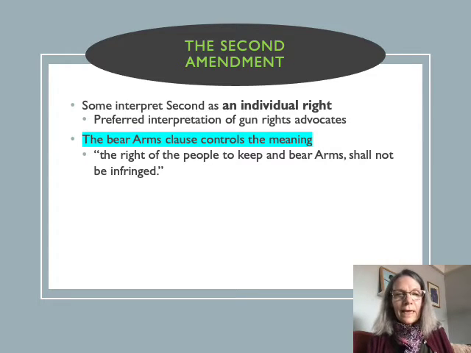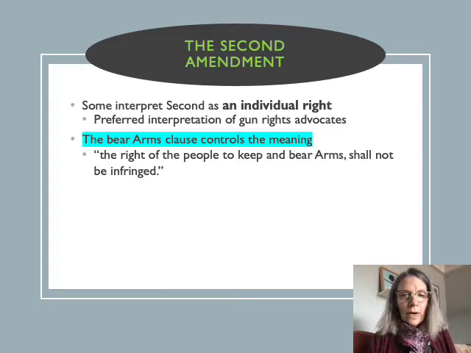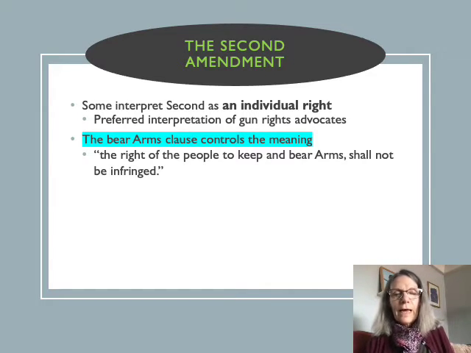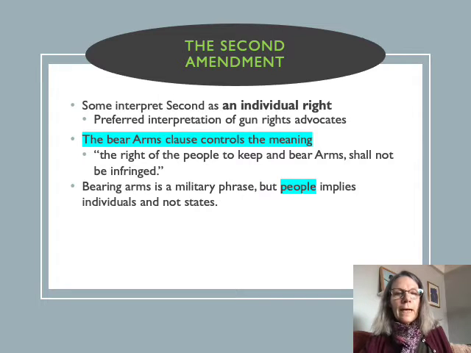And it goes without saying that this is the preferred interpretation of gun rights advocates, those who see the right to guns as an individual right, sort of on par with the individual right to freedom of expression and to exercise one's religion. Now, from this perspective, they basically say, look, the Second Amendment does use the words bear arms, and the word arms is a military phrase. It means weapons for war. But they say that the word people implies that this is referring to individuals and not to states.